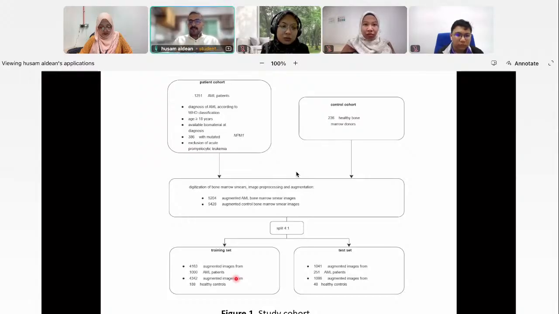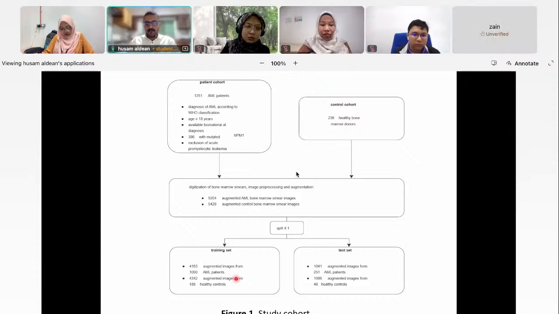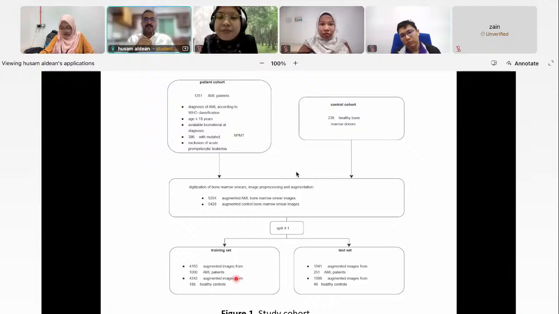In this cohort, we have 386 with a mutated NPM1. From this cohort, the researchers excluded acute promyelocytic leukemia. Someone of you will ask me why they excluded this type of AML. Because, as we know, promyelocytic leukemia rarely has NPM1 mutation, so they would not get any cells with NPM1 mutation.